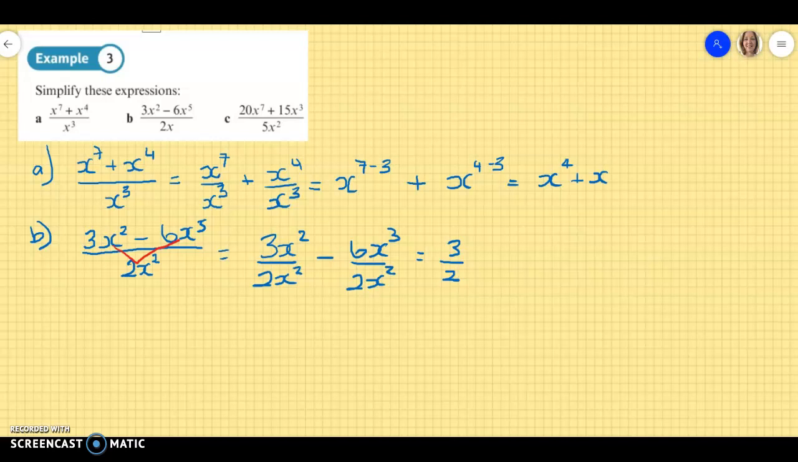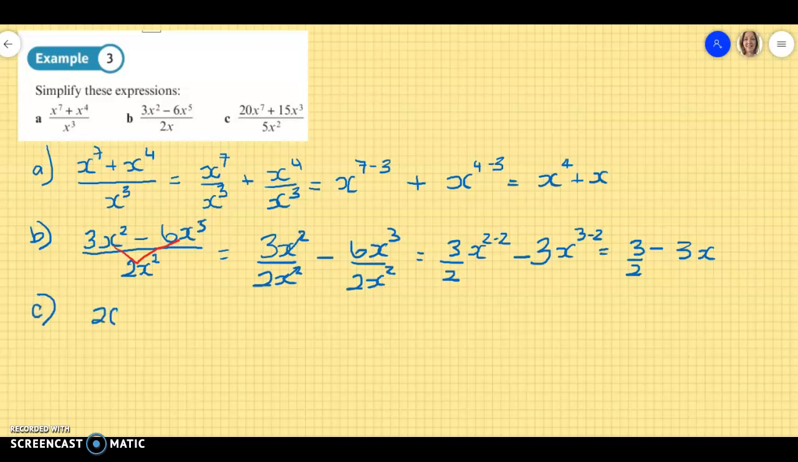X squared over x squared, well, they will cancel out. And if you're not happy with that, then of course it's x to the 2 minus 2, which is x to the 0. Anything to the power 0 is 1. 6 divided by 2 is 3. And you've got x cubed minus 2. So you've got 3/2 times 1. All of this, that's gone. And then 3x to the 1. But again, lazy mathematicians don't bother putting it in.